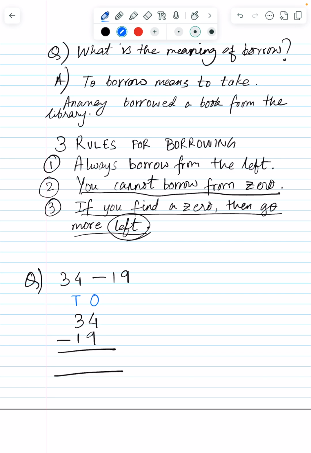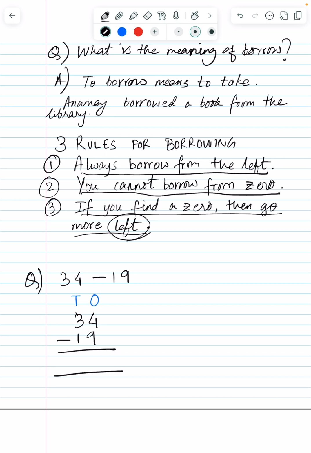Okay, now can we do 4 minus 9? No, we cannot do 4 minus 9 because 4 is less than 9. So we need to borrow a 1, and we can borrow from the left hand side because the rule says always borrow from the left. Okay, so we borrow from the left.